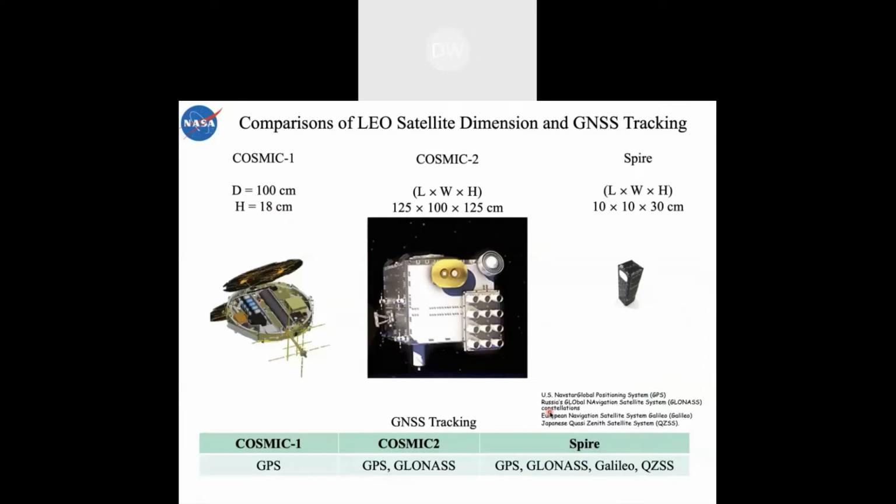You can see the hardware progression from a meter-cube size to 3U, so this is 10 by 10 by 30 centimeters. And also the capability, what signals you can track. The early time was GPS signal only, and COSMIC-2 right now is producing GLONASS and GPS. Spire has really reported the tracking capability of three, with slightly different frequencies and different constellations from those GNSS networks.